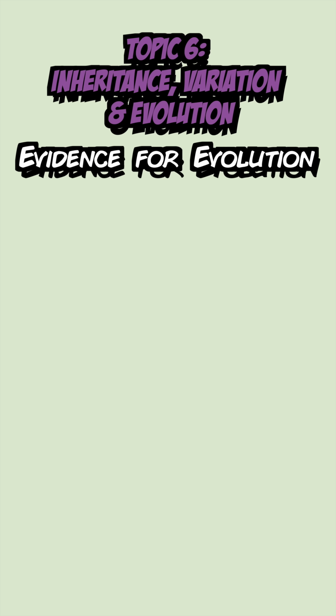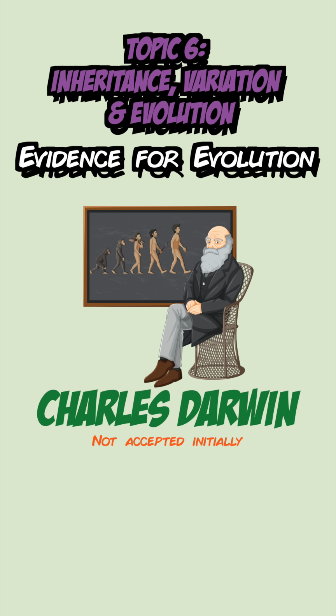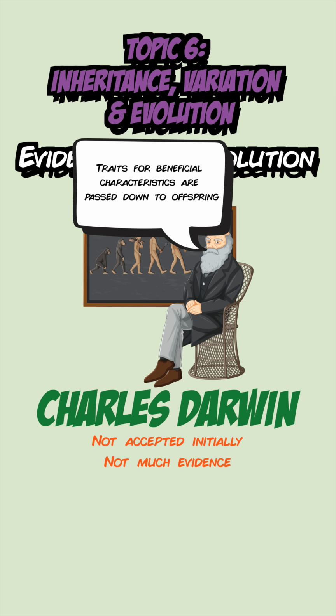The theory of evolution was developed by Charles Darwin, and it wasn't accepted by many people during his time. This is because there wasn't much evidence for it. He suggested that the traits for beneficial characteristics in organisms were passed down to their offspring.